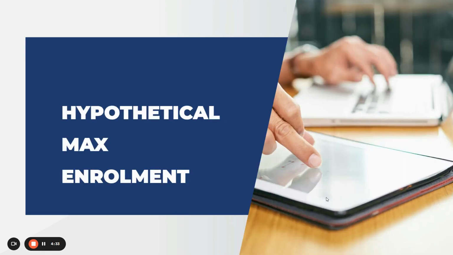It's called the hypothetical max enrollment. So this formula will actually tell you the maximum your enrollments can get to based on your current figures. So this is eye-opening because it kind of shows the current ceiling of your business if nothing else changes. So let's have a look at how that works.